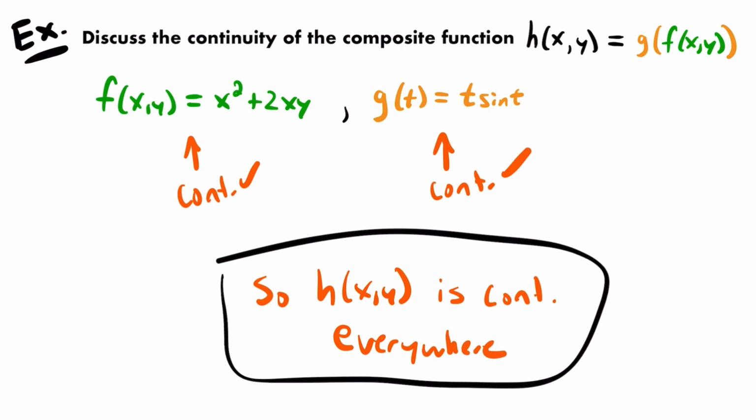If you wanted to, you could write out the actual function h of xy. Like I said, you could plug x squared plus 2xy into g of t. You'd plug it in here for this t and here for this t, but that's unnecessary work that we don't have to do here. All right, let's take a look at another example like this.